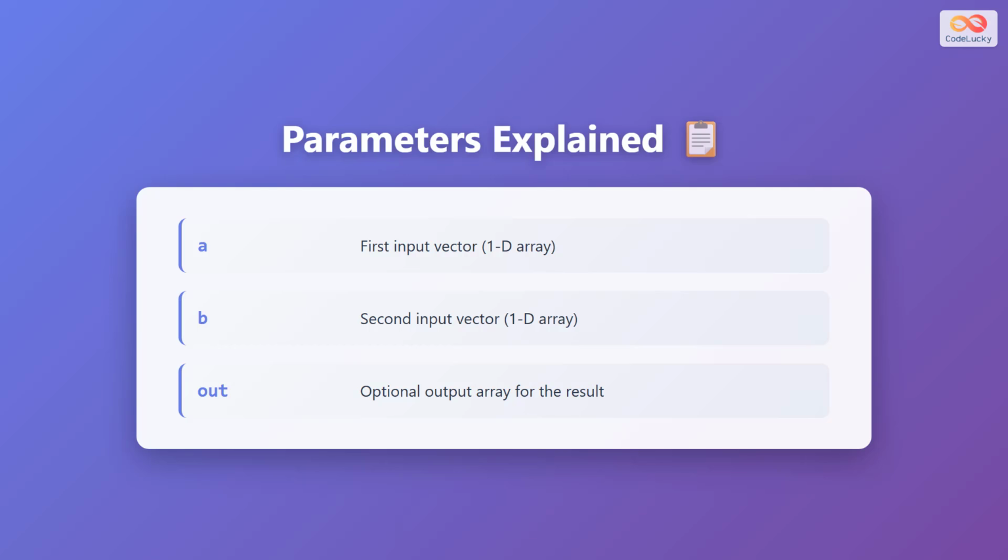Let's break down the parameters. Parameter A is the first input vector, which must be a one-dimensional array. Parameter B is the second input vector, also a one-dimensional array. The out parameter is optional and allows you to specify an output array where the result will be stored, which can be useful for memory optimization.